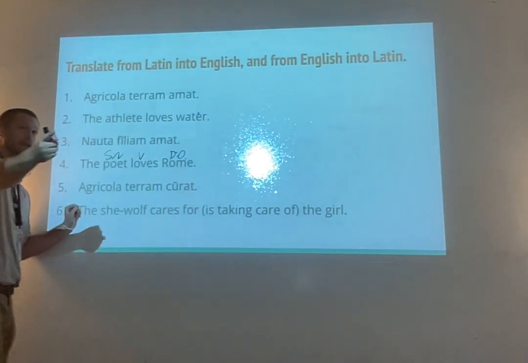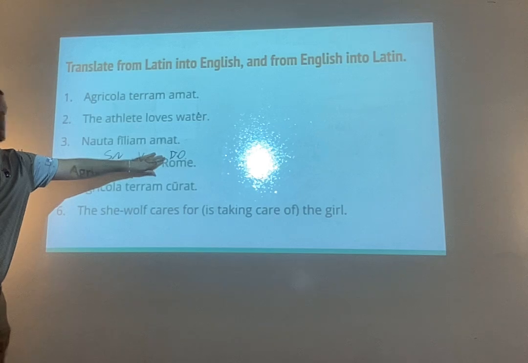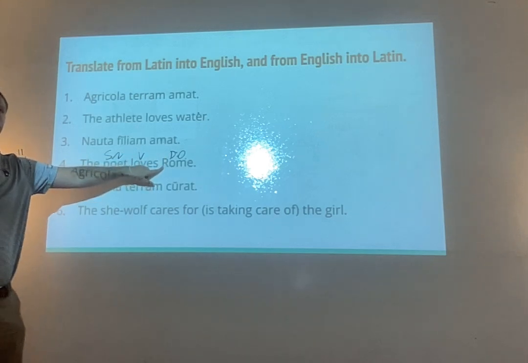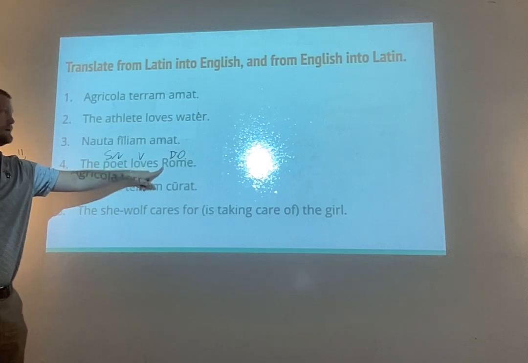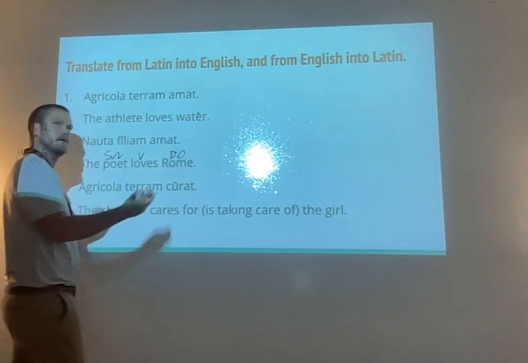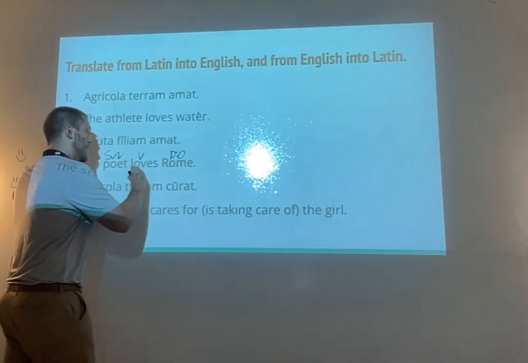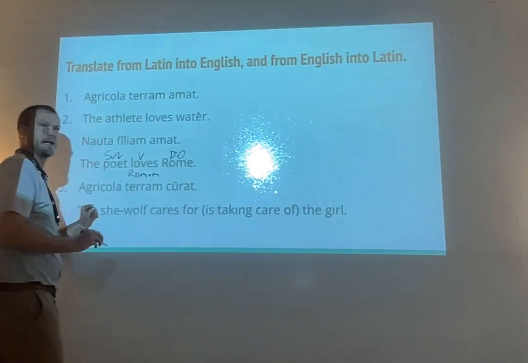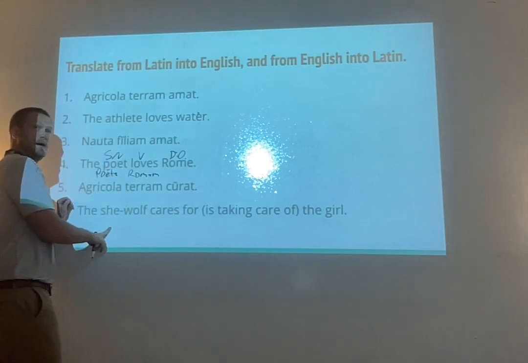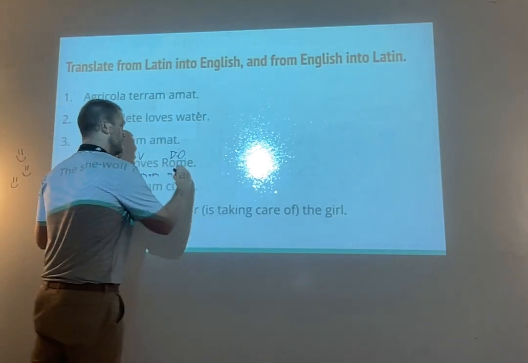Now, Gianna, since this is the direct object, what case does Rome have to be? Accusative. Very good. The ending will be Romam. Good, like that. And poeta, as a subject noun, you guys know, is just poeta. And then she's right, amat will go at the end, which is the verb.